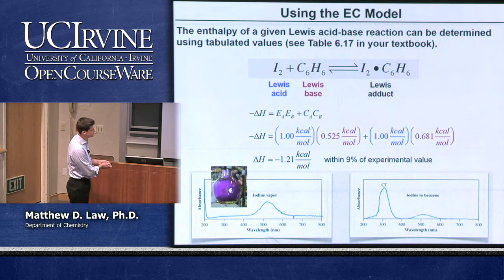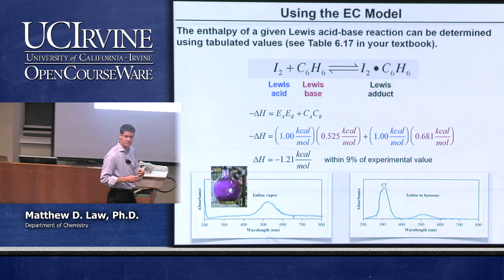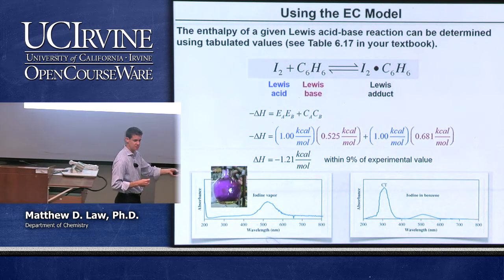And what you see in the spectrum is a small shift in the main peak. This is the iodine peak here. It shifts a little bit to the blue, just slightly. But more obviously, you get this new band that forms. So this is additional absorption within this adduct here. And this is the so-called charge transfer transition, where we have electrons being promoted from one part of the adduct to the other part of the adduct.